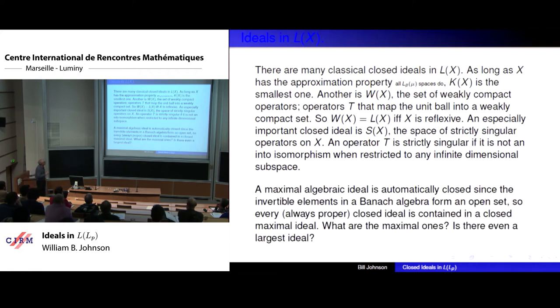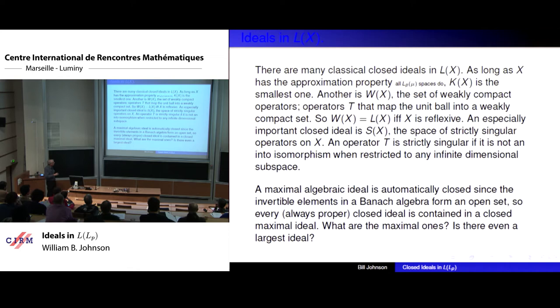Of course, if we're dealing with a unital ring here, the bounded operators, every proper ideal is contained in a maximal ideal, a proper maximal ideal. And these maximal ideals are automatically closed because the invertible elements of a Banach algebra are open. So as soon as you go to a maximal ideal, just using normal algebra, you have a large closed ideal. But what are the maximal ideals?